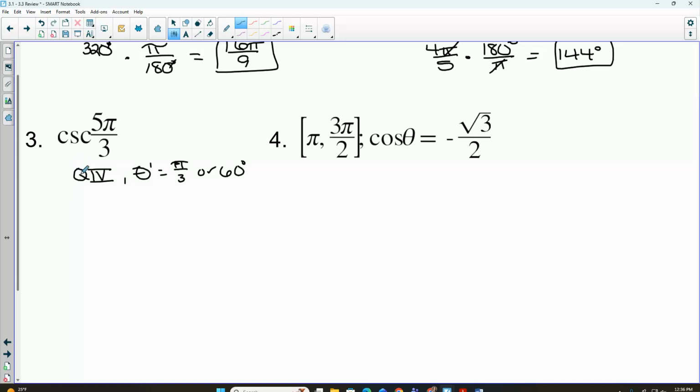In quadrant 4, cosine is positive, so that means cosecant would be negative. Okay, cosecant's a reciprocal of sine. What's the sine of 60 degrees? So cosecant would flip it, so we get negative 2 radical 3 over 3.